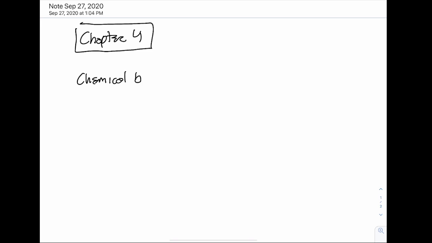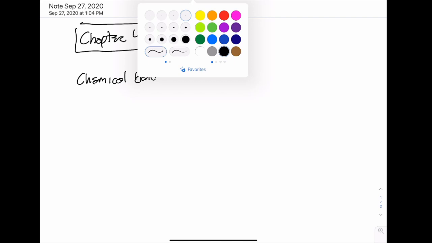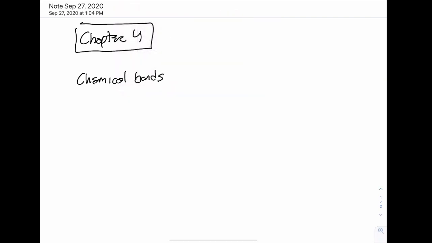In this video, we're going to start chapter 4. The first part of chapter 4 is talking about different types of chemical bonds. And chemical bonds are those connections between atoms in our compound. So remember, a compound is a pure substance made up of atoms of more than one type of element. So water would be an example of a compound.